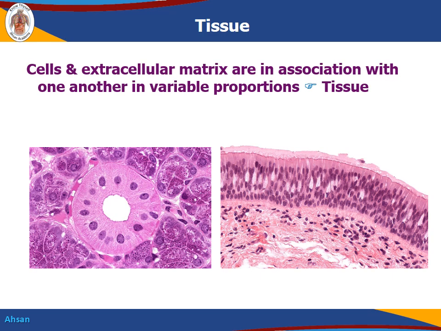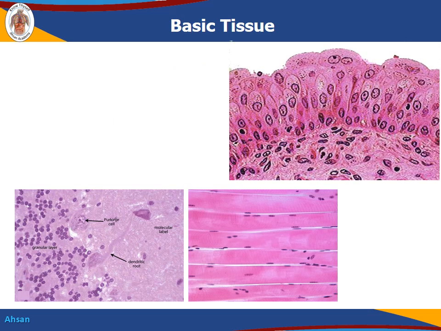The cells and the extracellular matrix are in the body in association with one another in variable proportion, from a minimum extent to abundance. So this combination is known as tissues. These tissues in various combination form the organ. The organ is a specific structure that occupies a specific position in the body, has a specific shape in the body, has a specific function. So tissue is the basic component of those organs.